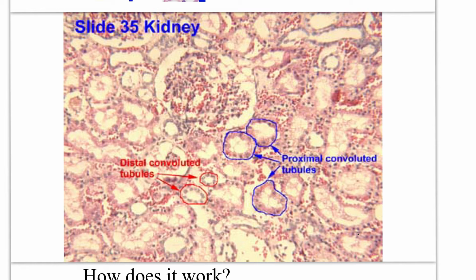You can see here quite clearly, this is the Bowman's capsule, and this ball of capillaries, this is the glomerulus. And then because it's a cut through, you're not seeing tubes, you're just seeing circles. So we can see this is the PCT. We can see these infoldings here that tell us it's the PCT, whereas these are smaller and they don't have infoldings. This is the DCT. So it enables us to identify these different parts of the kidney under the microscope.